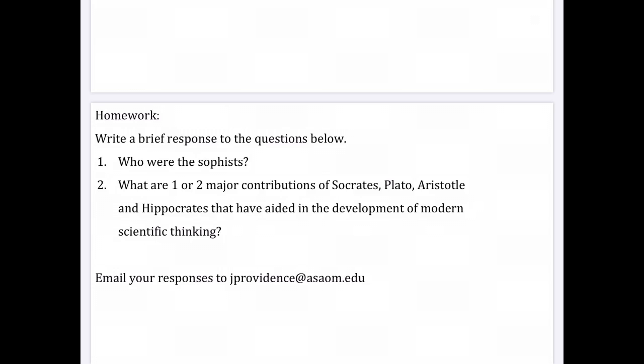And the second question is, what are 1 or 2 major contributions of Socrates, Plato, Aristotle, and Hippocrates? These are 4 of our sophists that we looked at. We want to know what are 1 or 2 of their major contributions for each of them, and those contributions that have aided the development of modern scientific thinking. You're going to email your responses to me at jprovidence@asum.edu, and once I receive that, you are done with your homework for lecture 1.